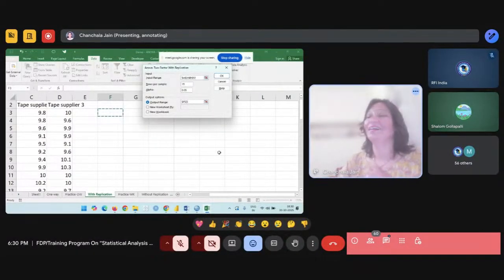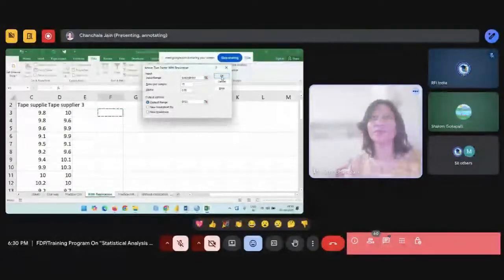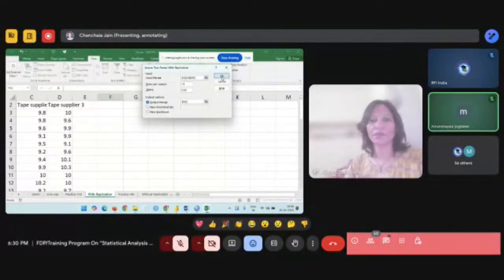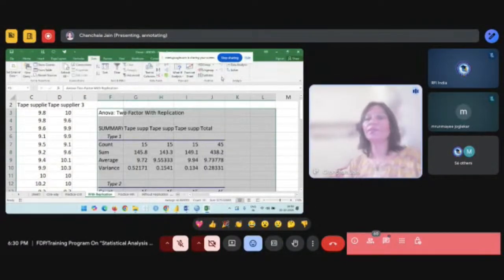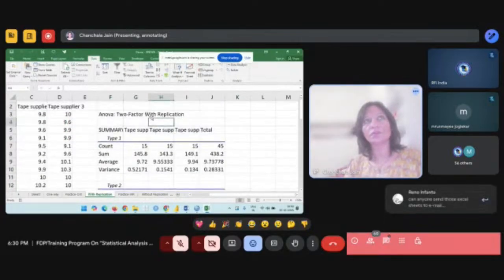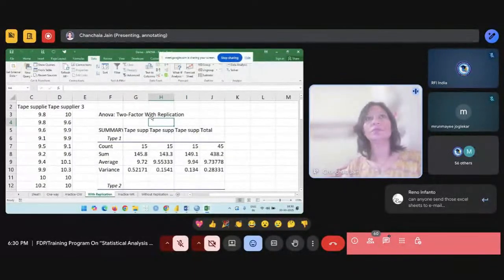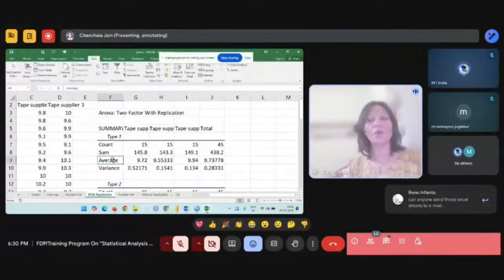So select the output range. I selected this cell. Click on OK. So shall I go for OK? Yes, ma'am. So I think we got the output. Shall I go for the interpretation of it? Everyone has got the same. Shall I go?